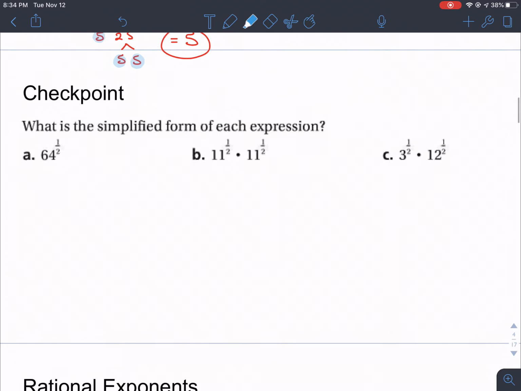All right, checkpoint. Again, feel free to pause and work these problems. I'll put the answers on the board. First one's 8. Second one's 11. Last one is 6.